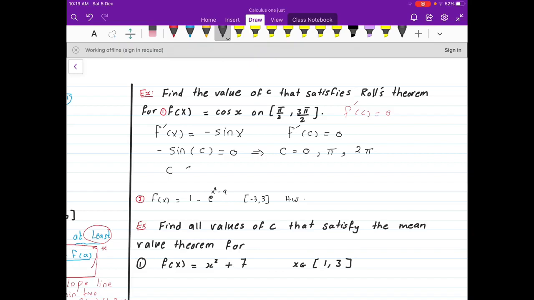لكن شرط إنه this c belongs to the open interval pi over 2 and 3 pi over 2. So كم قيمة لسي رح يكون عنا بناء على هاي؟ هل 0 included in this interval? No. So c = pi. هل الباي included in this interval? Yes. c = 2 pi, 2 pi not included. معناته حنختار فقط c = pi. Otherwise لو كانت الزيرو والباي والتو باي included in the interval حنختارهم كلهم.